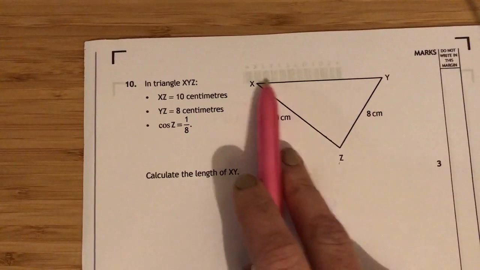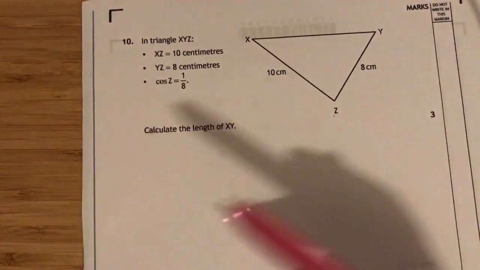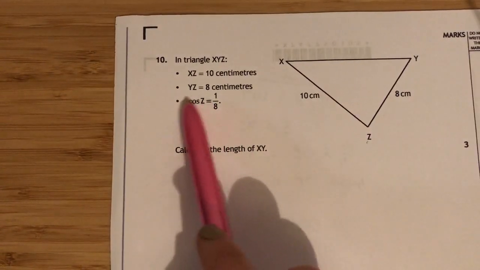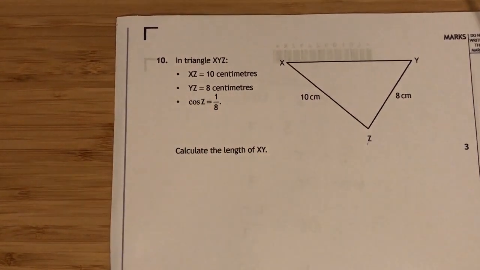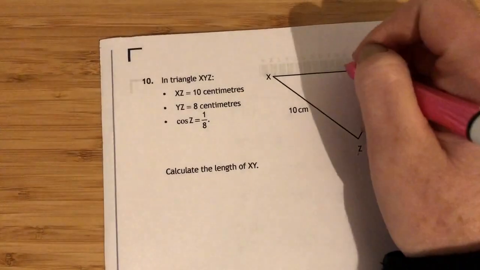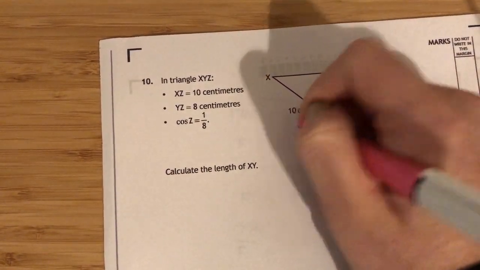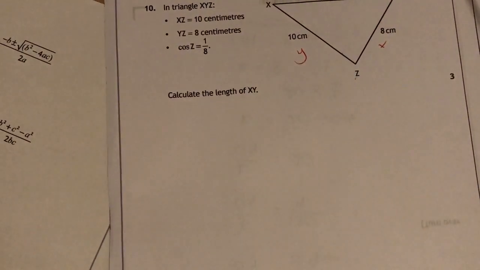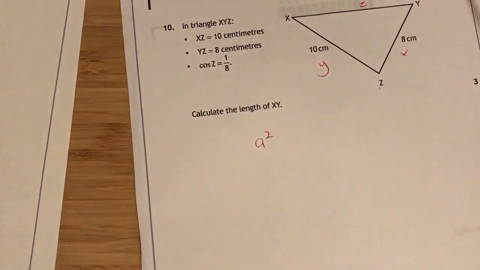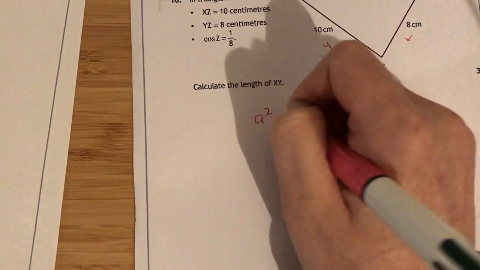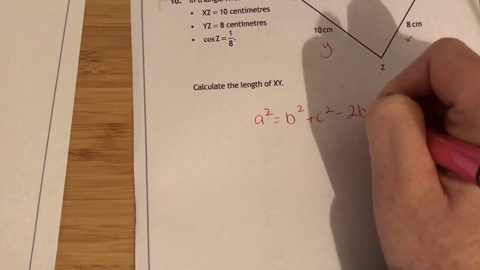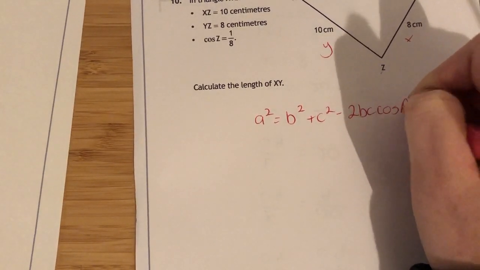So we're looking for this length over here. We've been given a bit of a clue. We've been given cos Z, we've been given two sides. So even from this cosine here, we know we're using the cosine rule. I'm just going to label these sides Z, X, and Y. So copying down the formula as we did before. I'm just going to copy it down exactly the way it's written on the formula sheet. A squared equals B squared plus C squared minus 2BC cos A.